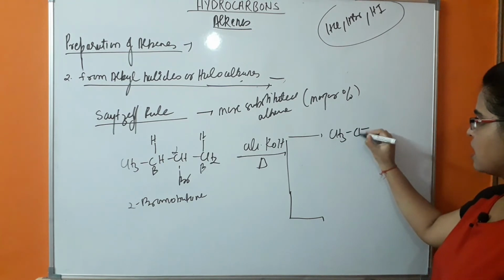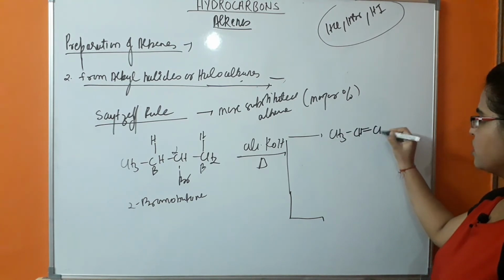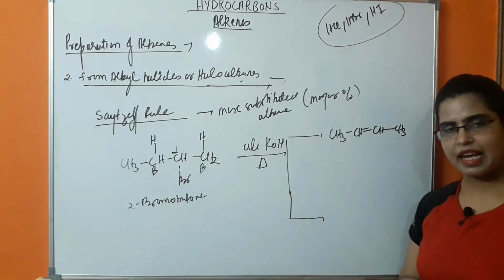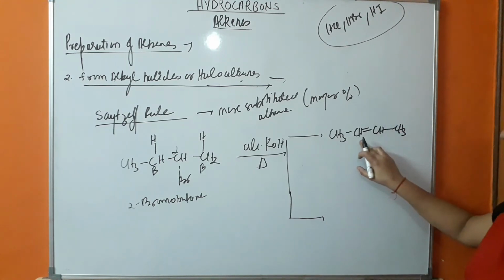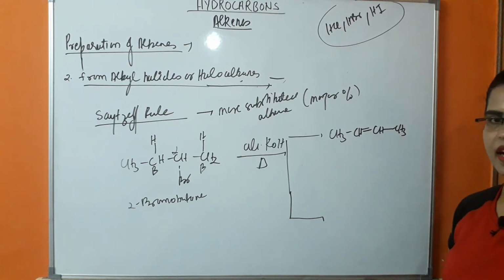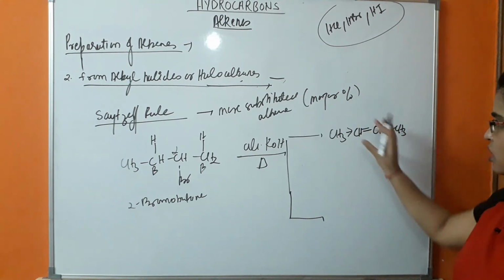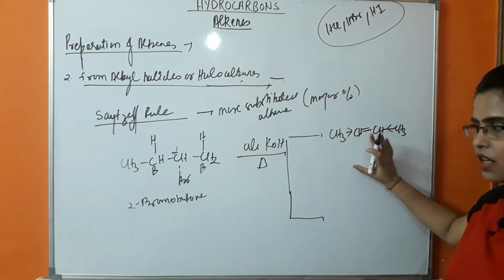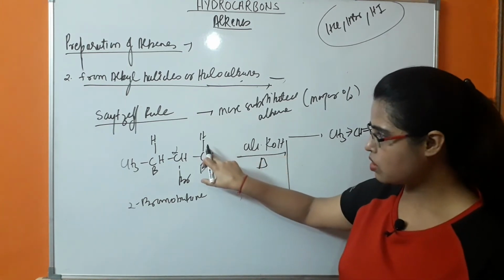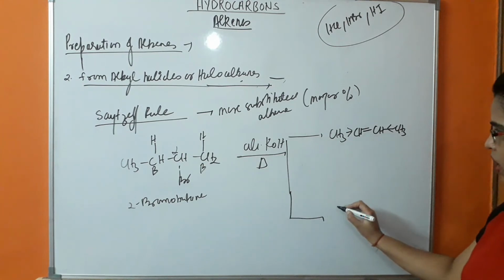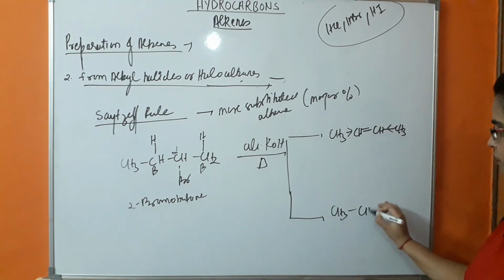CH3, CH double bond CH3. This is the more substituted alkene. Okay, because in this case both the carbons of the alkene are attached to an alkyl group. So this is the more substituted alkene. Whereas if this hydrogen is removed, then what will happen in this case?